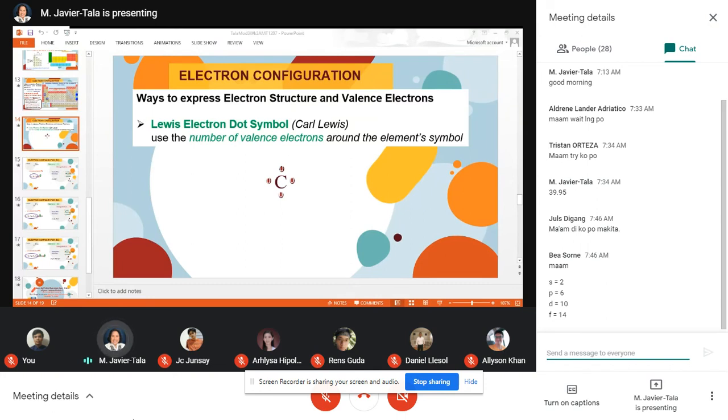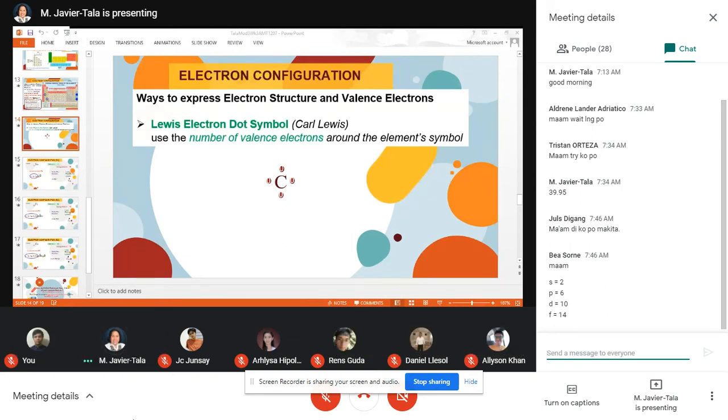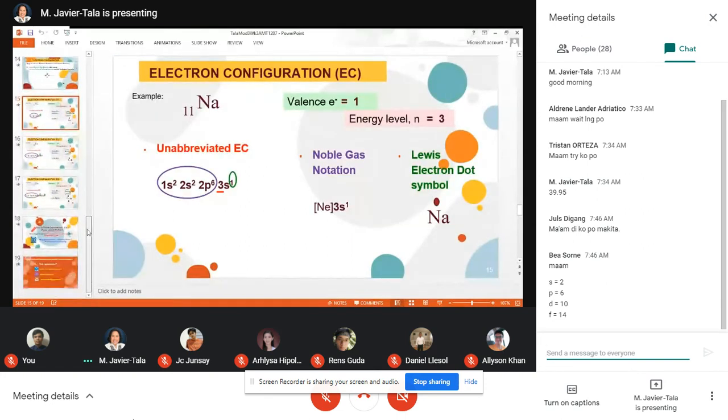For Carl Lewis, he based it on the electron pair. So it is from him also that he devised this electron dot symbol. In the electron dot symbol, class, the number of valence electrons are indicated around the element's symbol. As you can see, what is being shown there for carbon, there are four dots. It means carbon has four valence electrons in its outermost shell. Okay. So we will have the examples now.